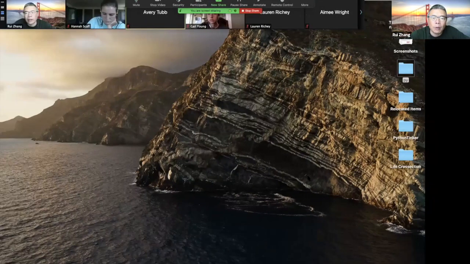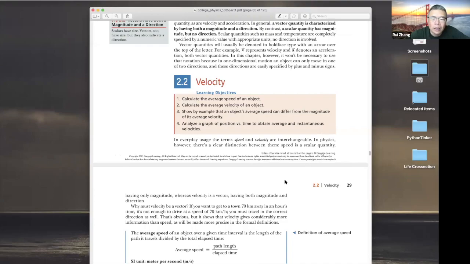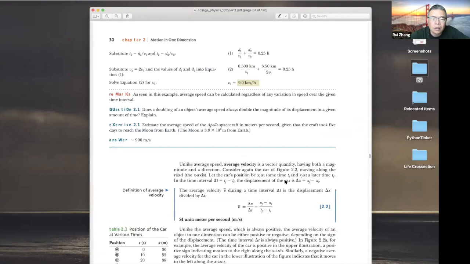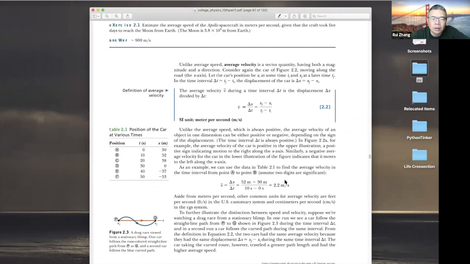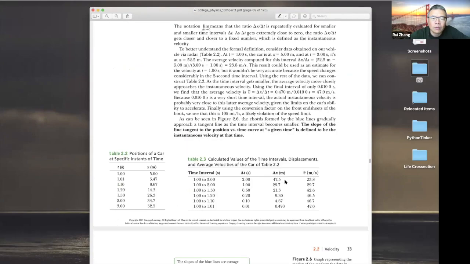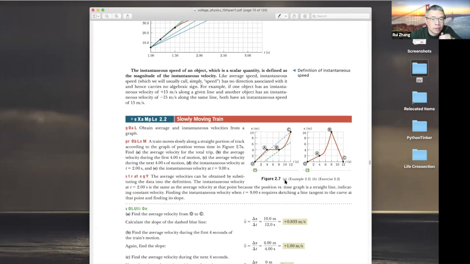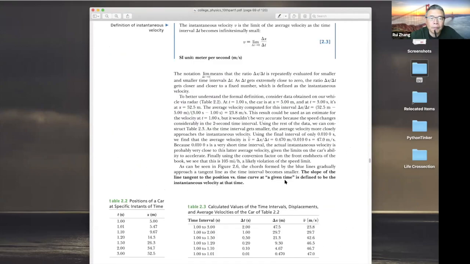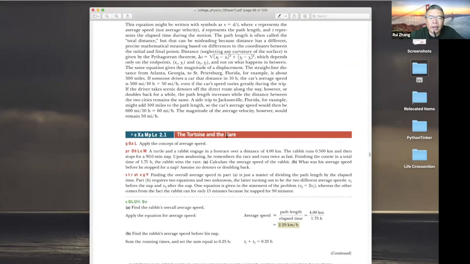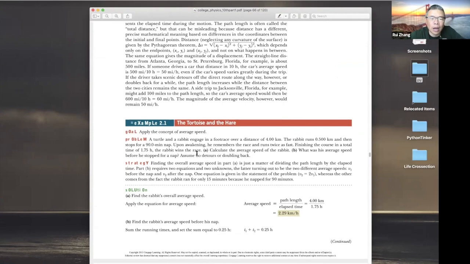The example we have is in this section. Where is this? I'm looking for it. It is example 2.1. Yeah, this one, the tortoise and the hare problem. I guess you guys have this textbook, so I'll just read it. Let's take a look at this one.